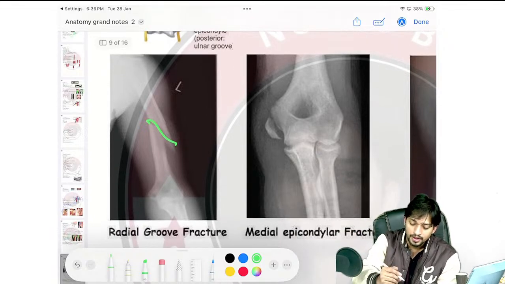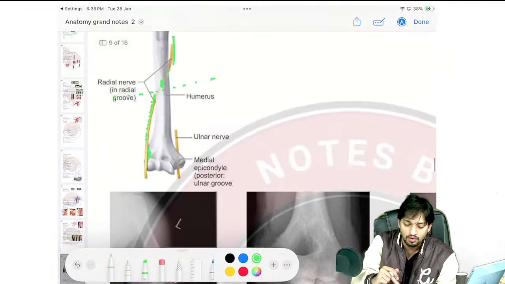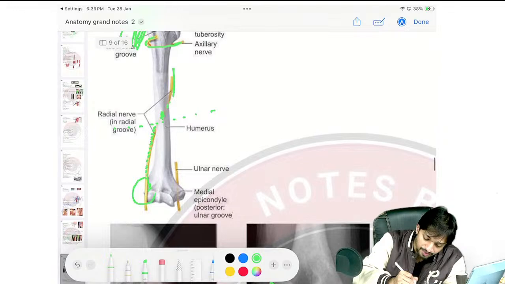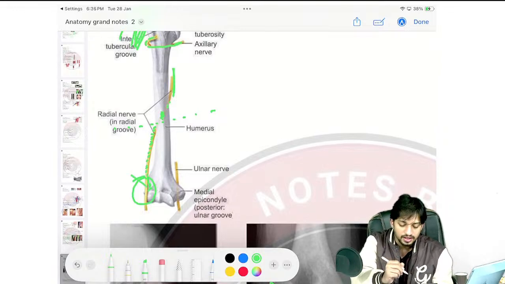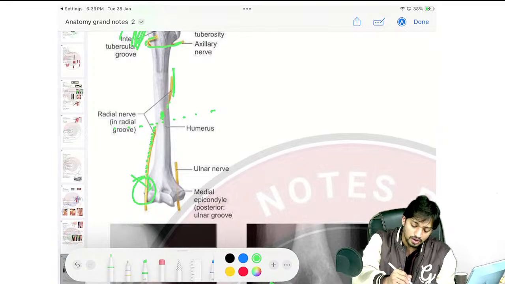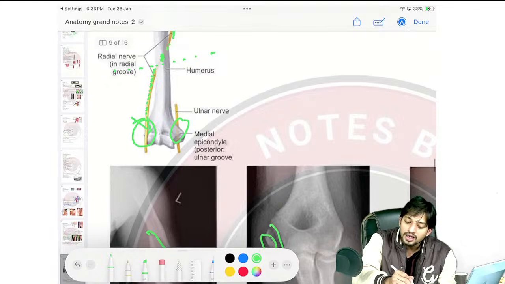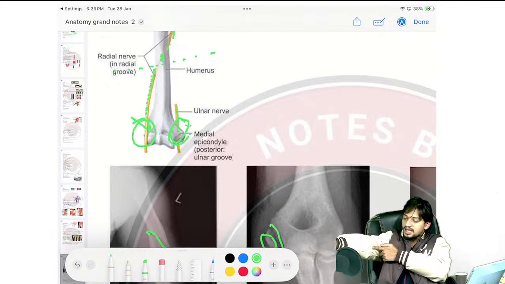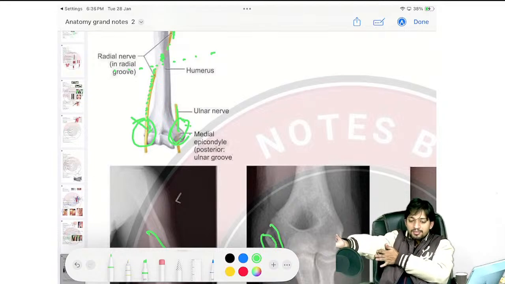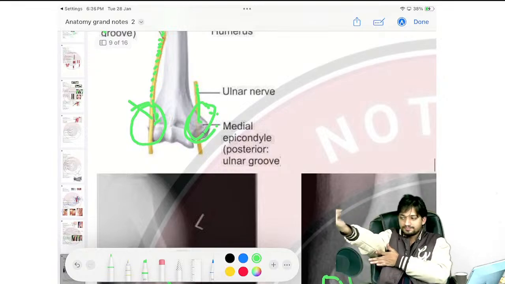Chalo. Now you can see medial epicondyle fracture. Now this one is a medial epicondyle fracture. So there is risk of direct injury to the radial nerve, right? Ulnar nerve, sorry. In the medial epicondyle fracture, there's risk of direct injury to the ulnar nerve. Why? Because the ulnar nerve is passing along the medial epicondyle here, right? Just behind the medial epicondyle, the ulnar nerve is passing.